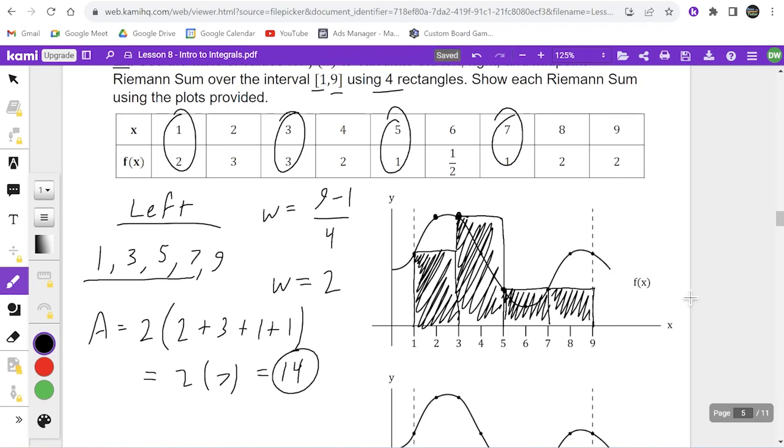Any questions on my approximation? On how I drew it? Okay. So that's it for the left Riemann sum.